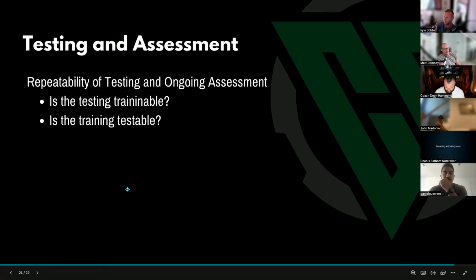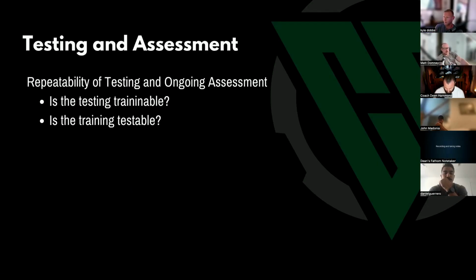And one of the things we talk about a lot, and that you'll see a lot of within the next few weeks as we talk about testing blocks and how those things progress into program design, is the repeatability of testing and ongoing assessment. And the two questions we ask are: is the testing trainable, and is the training testable?